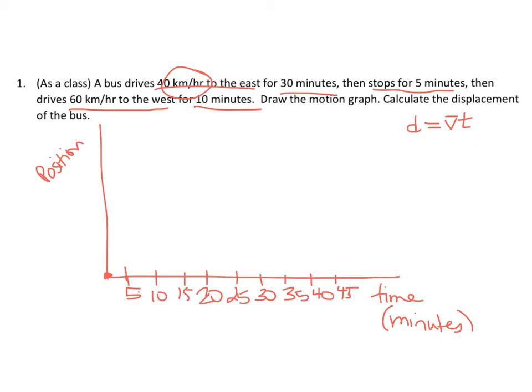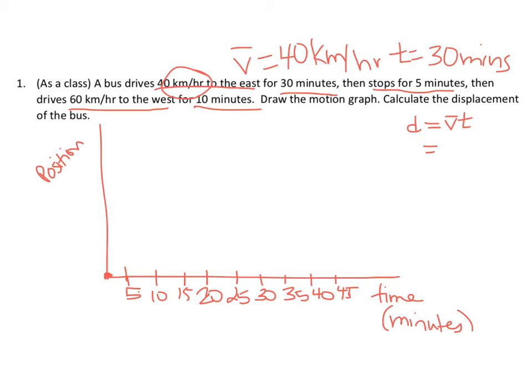So I'm going to be finding my D. Here's the issue I have. I have that my velocity here is 40 kilometers per hour. The other thing I know is that my time is 30 minutes. These are not the same units, so you have a few options. You can either change from kilometers per hour to kilometers per minute, or you can change 30 minutes to hours.